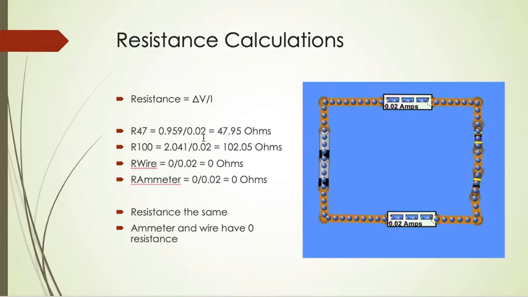In the next part of the experiment, we had to calculate resistance at different points of the loop. At the 47, we used the potential differences we found in the previous section to find the resistance at certain points. We found that the resistors had almost exactly the same value, with some rounding issues, but they are practically the same. The resistance in the wire is equal to 0 ohms, and the resistance in the ammeter is 0 ohms.